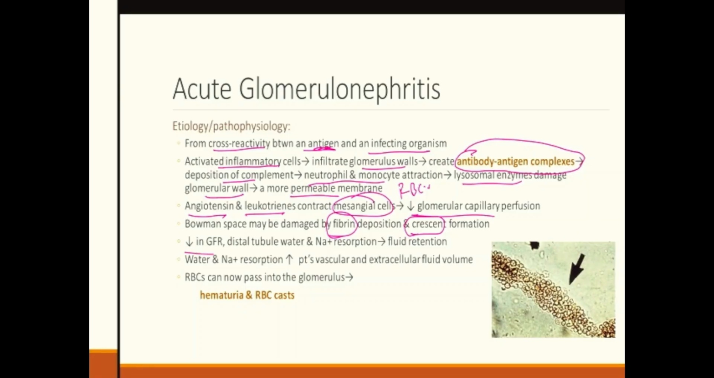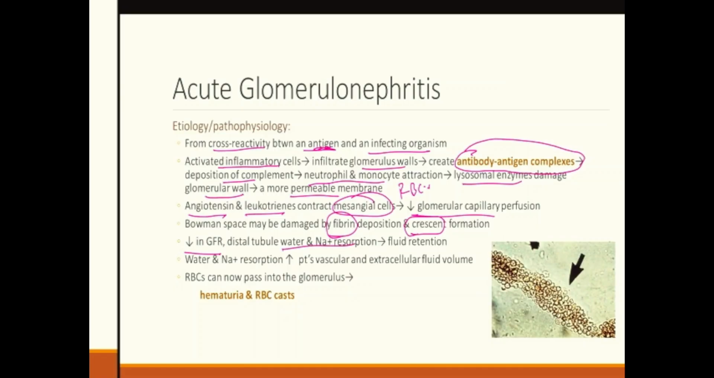Because we have a reduction in GFR, there is distal tubule water and sodium reabsorption, leading to fluid retention. So they're going to fill up with a little bit of fluid. Water and sodium reabsorption increases their vascular and extracellular fluid volumes. Red blood cells can now pass into the glomerulus, go through all the tubes, the whole nephron, the loop of Henle, distal convoluted tubule, all that stuff, and will make their way through.